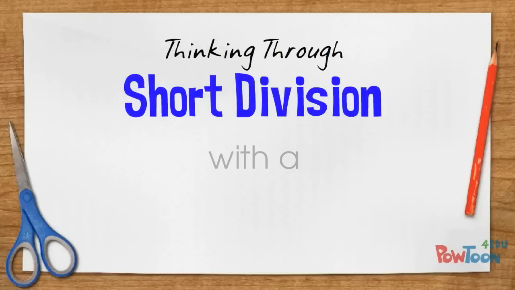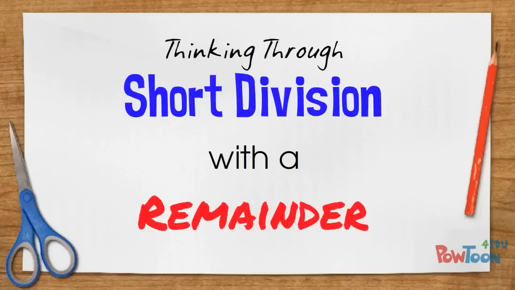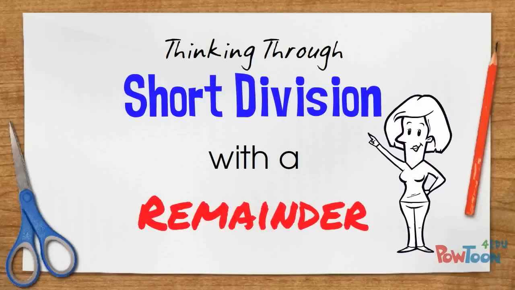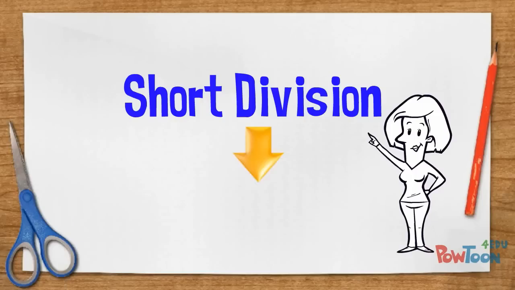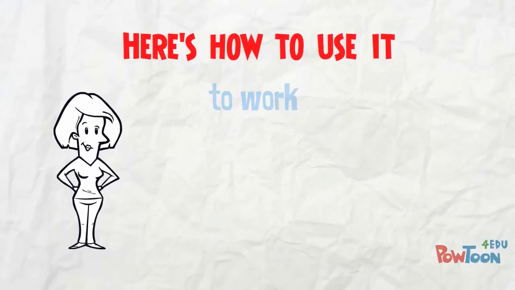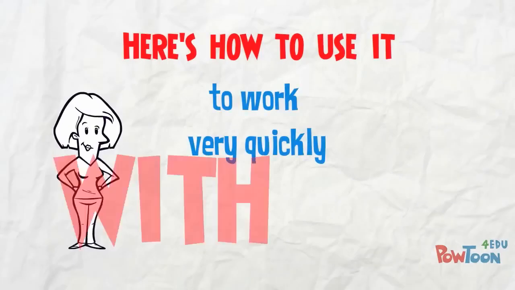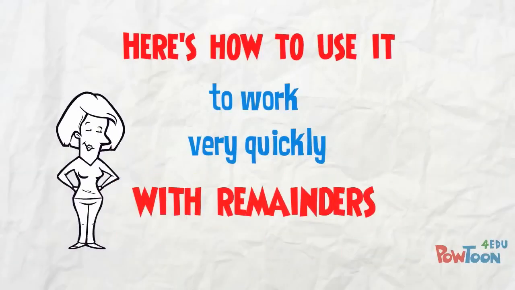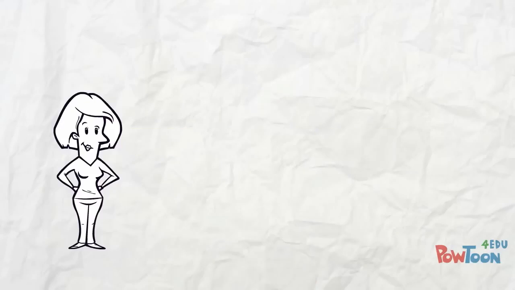Short division with a remainder. Short division is my go-to method because it's fast. Here's how you can use it to work very quickly with remainders. Let's start with a nice small one, 19 divided by 5.